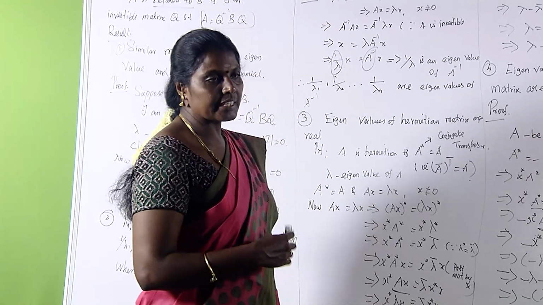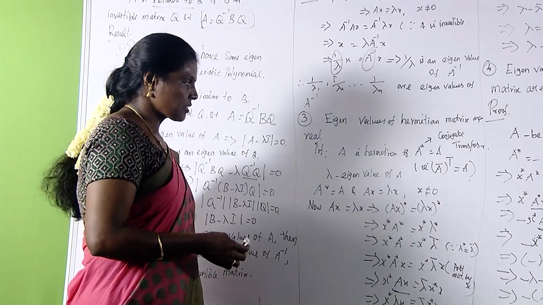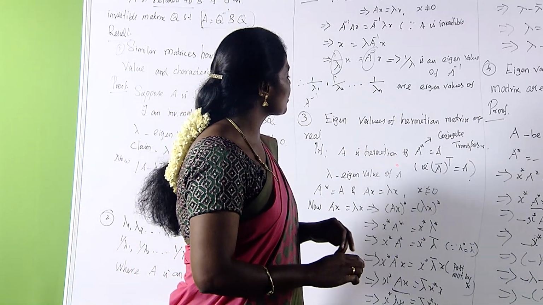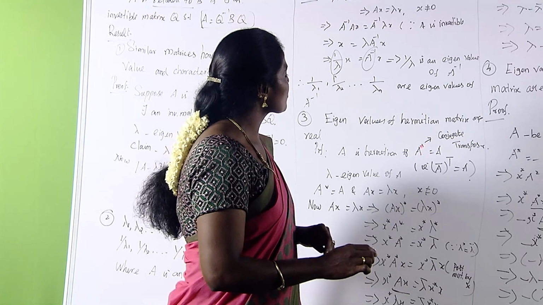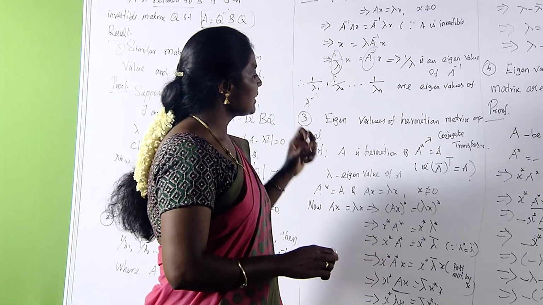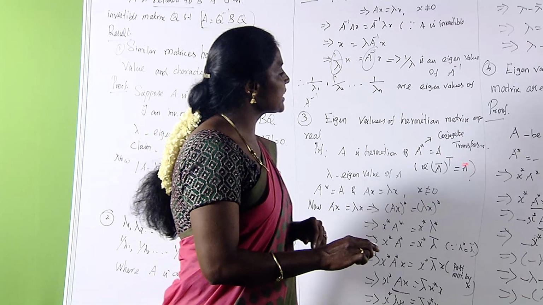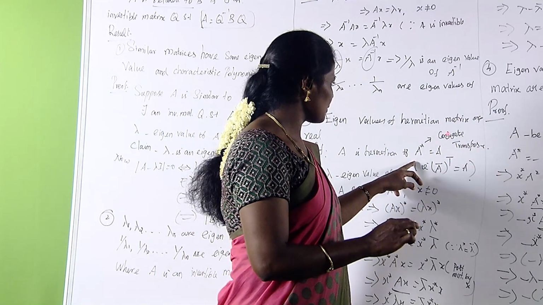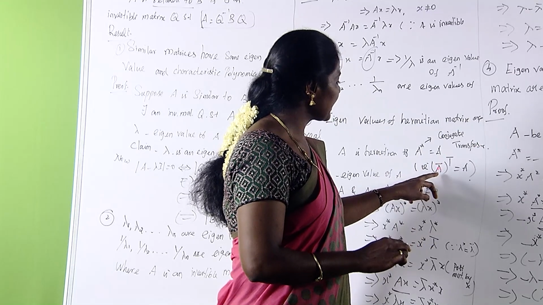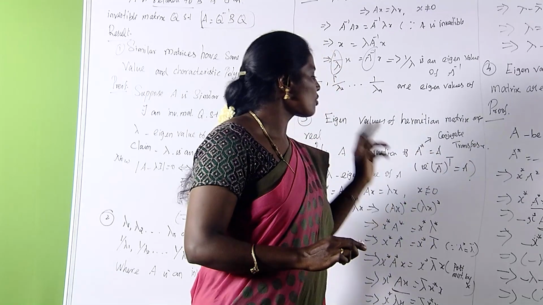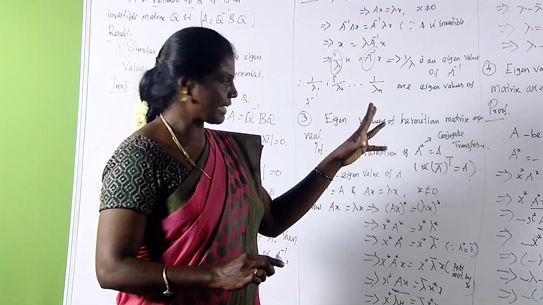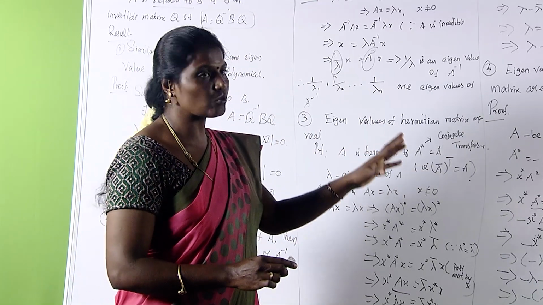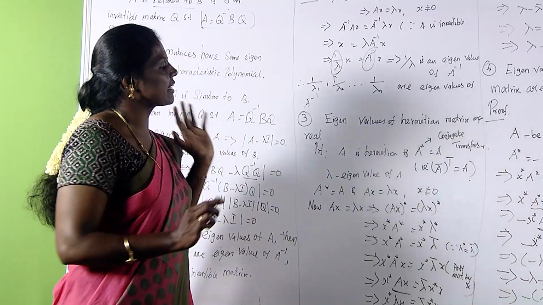So, when can we say that a matrix is Hermitian? This is a matrix A I have taken. This matrix is Hermitian means A star equals A. Here star indicates conjugate transpose. What is meant by conjugate transpose? A bar transpose is A star. So, a matrix A is Hermitian if A bar transpose equals A, that is, A star equals A.